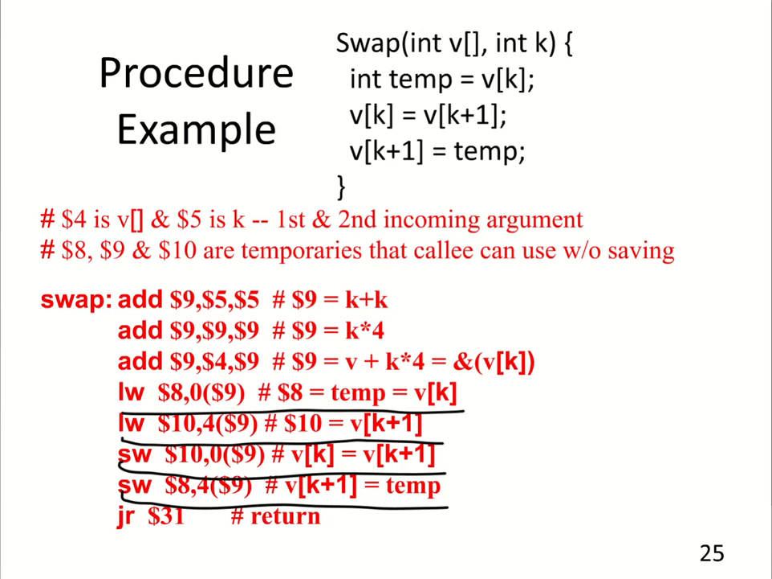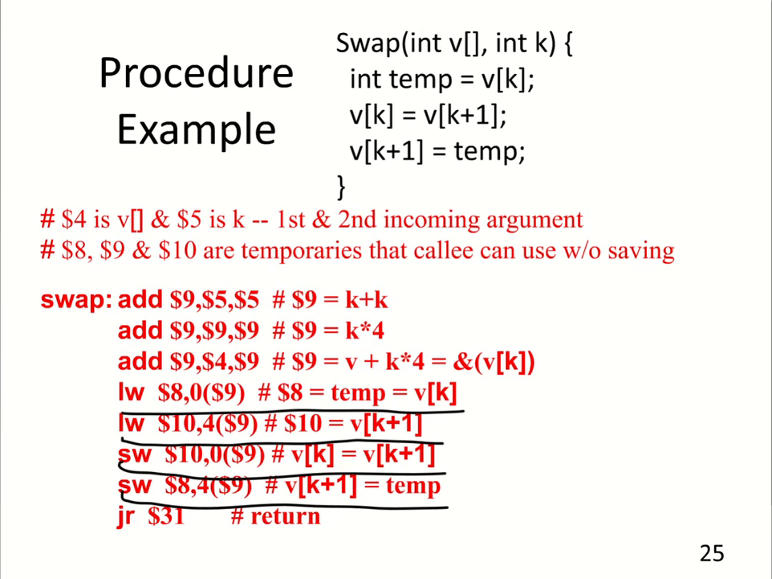So one of the tricky things that happens here is that even though in our high-level language we declared a variable temp, we actually never see a memory location allocated for that variable. And the reason for that is that we don't really need it. Instead of using a temporary value, we're simply using temporary registers 8 and 10 to store the 2 memory values that we loaded with the 2 loads and then stored with the 2 stores.